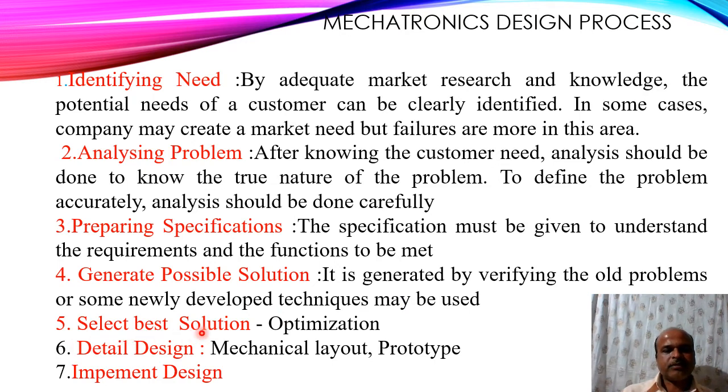Then fifth is select best solution. N number of solutions are available, and we have to select the best solution. It is also called an optimization technique. Then sixth is detailed design. After providing the best solution, we have to provide a mechanical layout, or make a prototype of that, and according to that we have to follow the procedure. Then the seventh and last step, after detailed design, is to implement that design. So these are the mechatronics design process.